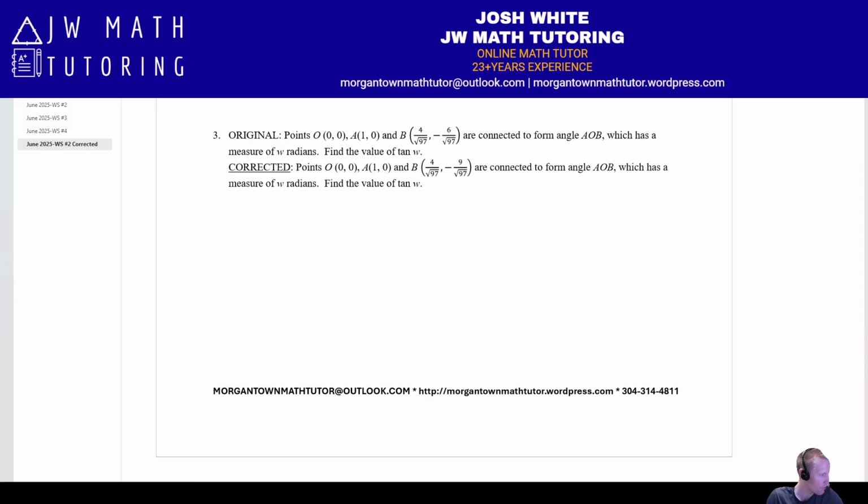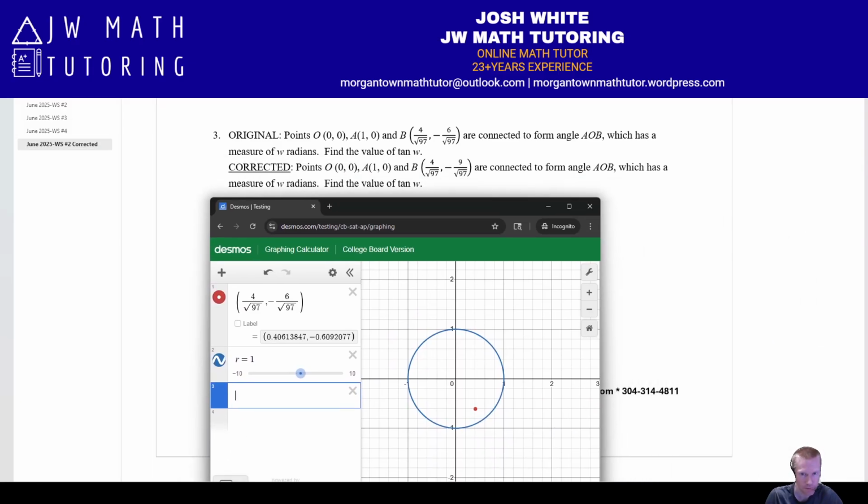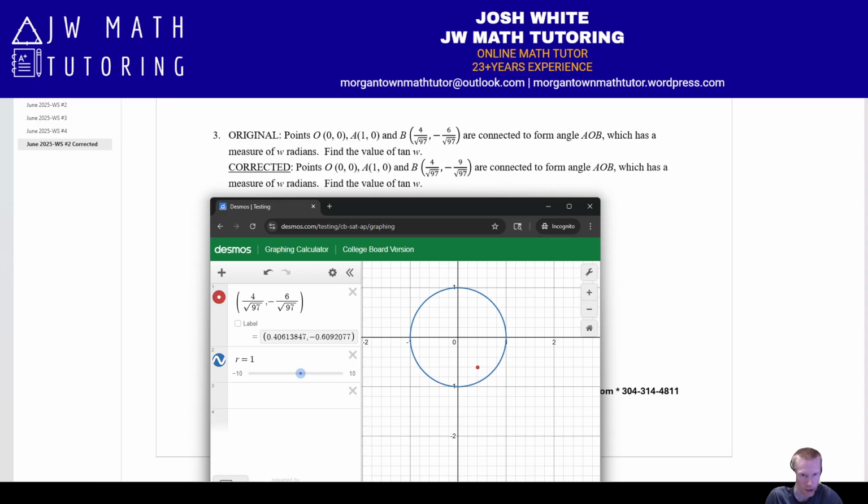Here is a visual representation of what I'm talking about. I've graphed that point out: 4 over root 97, comma, negative 6 over root 97. You can see it right there; it just gives you the decimals. I've also graphed out the unit circle, basically a circle centered at the origin with a radius of 1. So you can clearly see that it is not on the unit circle.